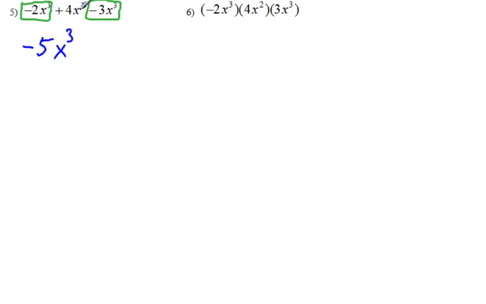What happens to our 4x squared? Anything match up there? Nope, so we just leave 4x squared. When you see these variables that don't match, that means the problem is done. We can't go any farther.